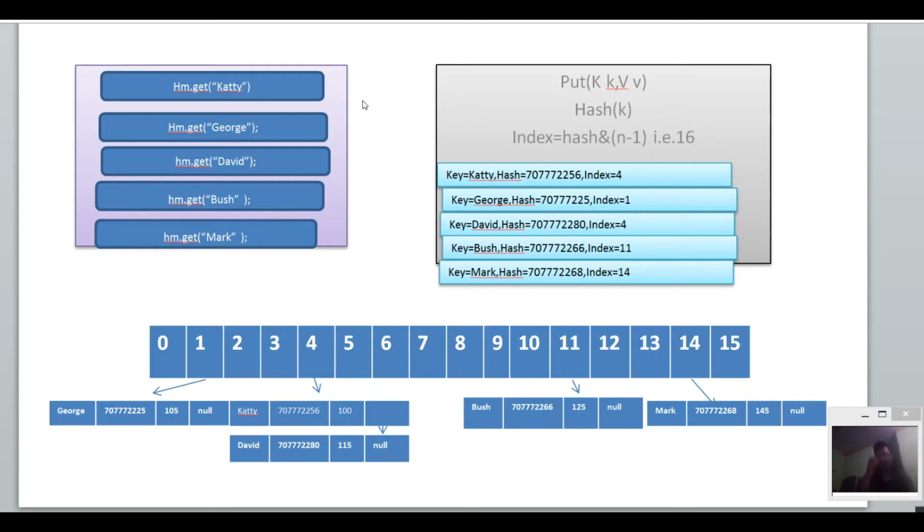So for the first object we pass the key as Caddy. On key.hashcode is performed and finally we receive the value 7077772256 from this hash function, and it returned index equal to 4 after the bitwise operation.